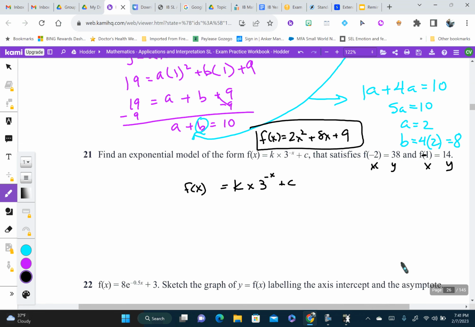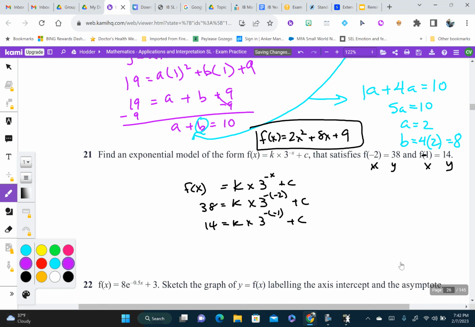So I know that this is my x, this is my y. So I'm going to do 38 is equal to, I don't know what my k is, times 3 to the -2 plus c. And then I'm going to do the same thing for this one, okay? So I have 14 is equal to k times 3 to the -1 plus c.